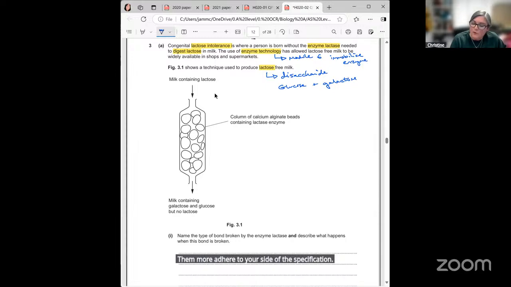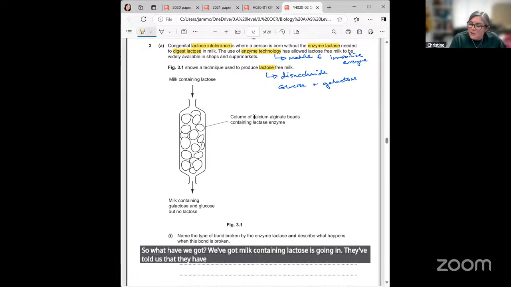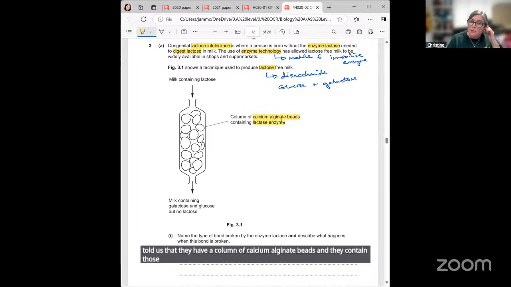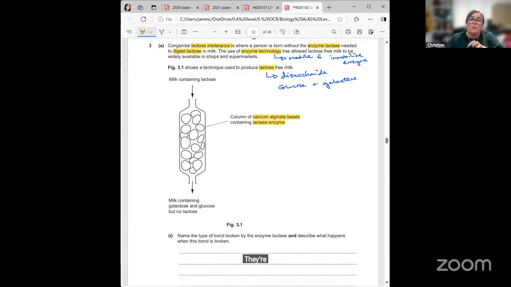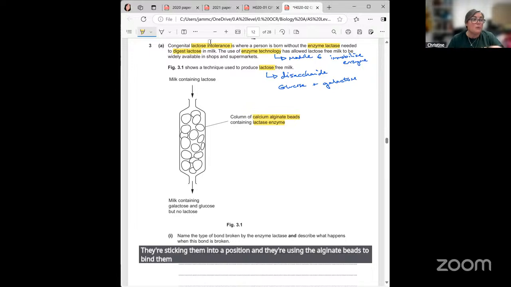So what have we got? We've got milk containing lactose going in. They've told us that they have a column of calcium alginate beads and they contain those lactase enzymes. So straight away, they're telling us that they are going to immobilize these. They're sticking them into a position and they're using the alginate beads to bind them so that they're not able to move.